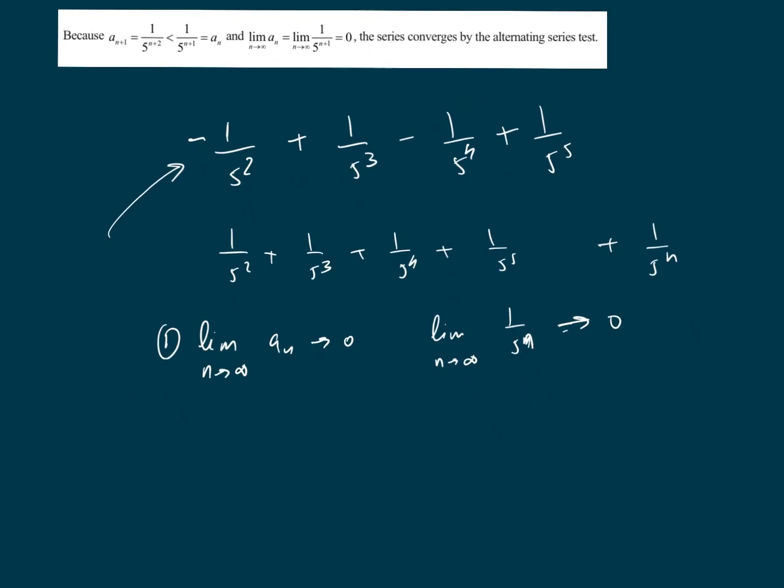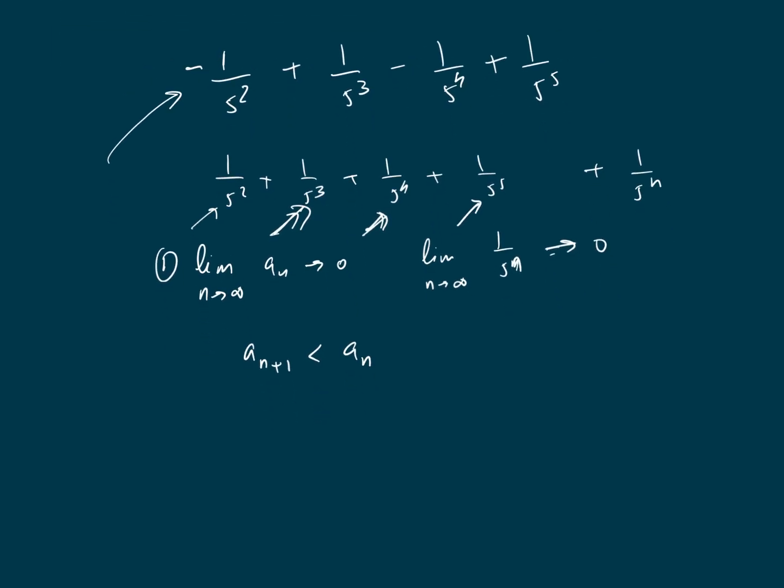The second condition is that a sub n plus 1 is smaller than a sub n. As I progress in the series, this term is smaller than this term, this term is smaller than this term, and this term is smaller than this term. So it's true that a sub n plus 1 is less than a sub n. If you want to prove it, you put here 1 divided by 5 to the n plus 1 is smaller than 1 divided by 5 to the n.